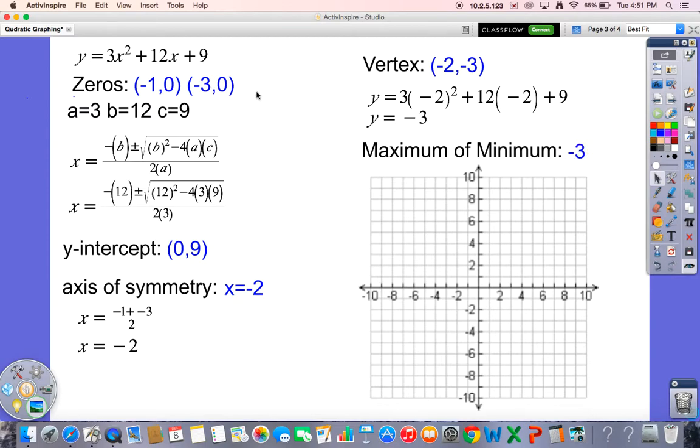We are now going to use the information that we discovered to make our graph. We're going to start with our zeros. The first zero that I need to plot is at negative 1, 0. So I'll make a dot right here. The next that I need to plot is at negative 3, 0. So that is right over here. I'm going to go to that y-intercept, 0, 9.